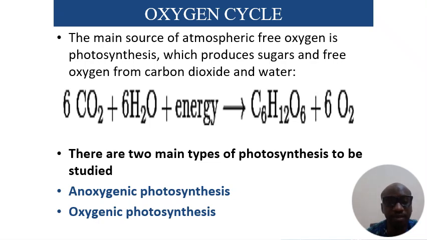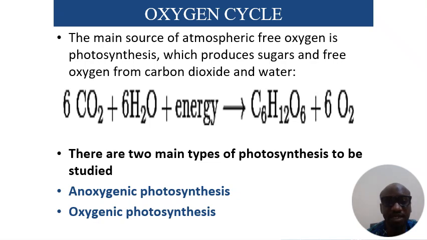The equation below shows how oxygen is being given up during respiration. And in the oxygen cycle, we have two types of photosynthesis that are studied. We have the anoxygenic photosynthesis and oxygenic photosynthesis. Like I said, the equation summarizes the photosynthesis equation.